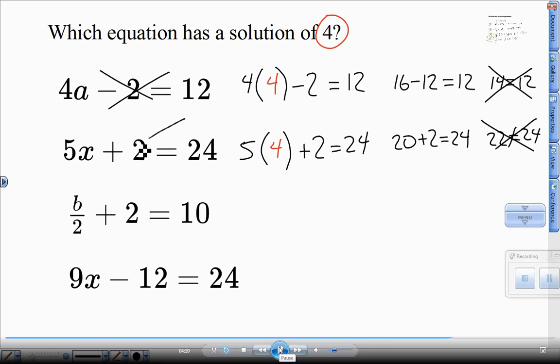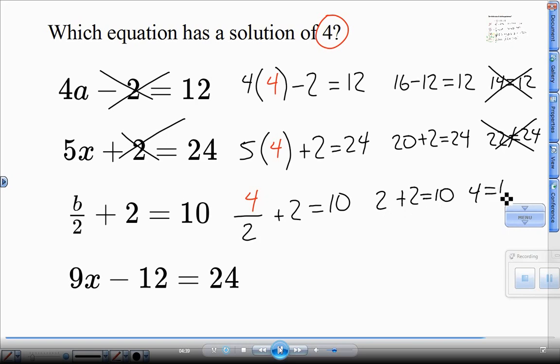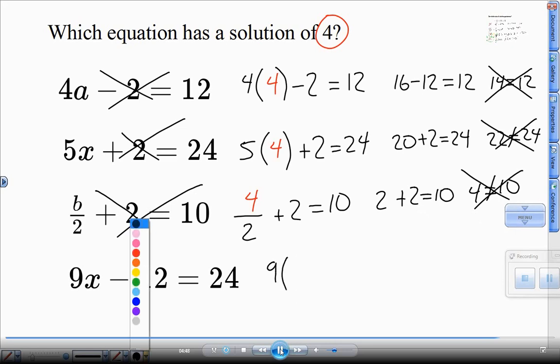I'm plugging in 4 for that variable b. So that's going to be b over 2, or 4 over 2 plus 2. See if that equals 10. 4 divided by 2 is 2. So that gives me 2 plus 2, which equals 4, equal to 10. That is a false statement. The fourth word is garbage. I'm sorry, the fifth word is garbage.